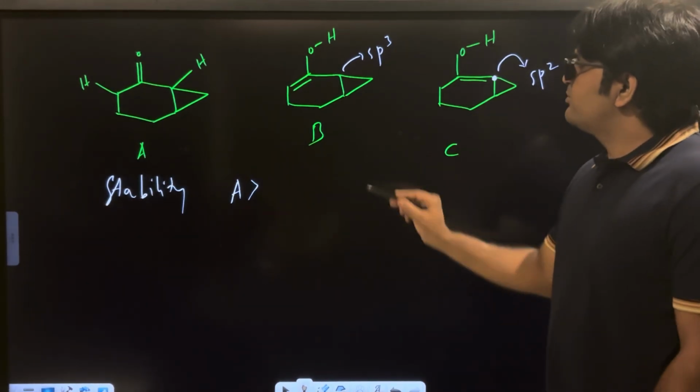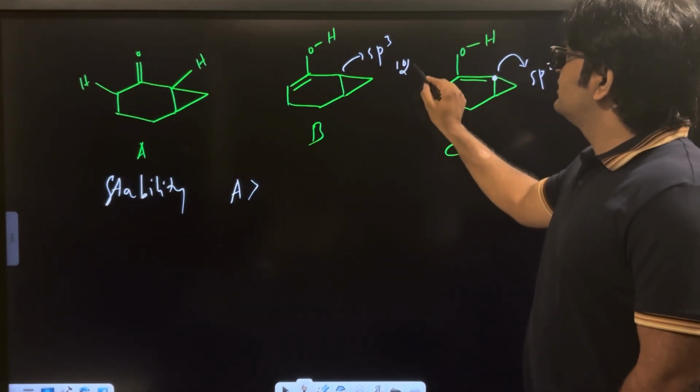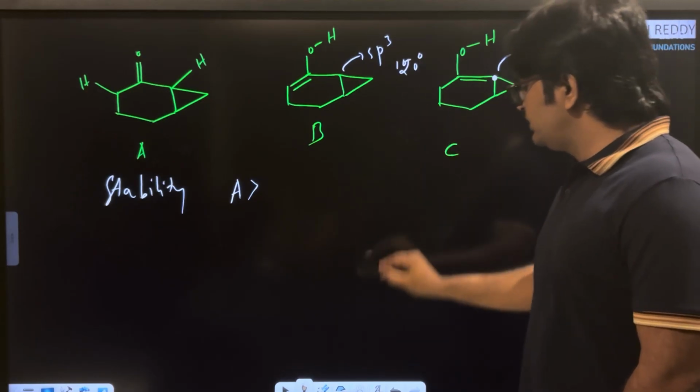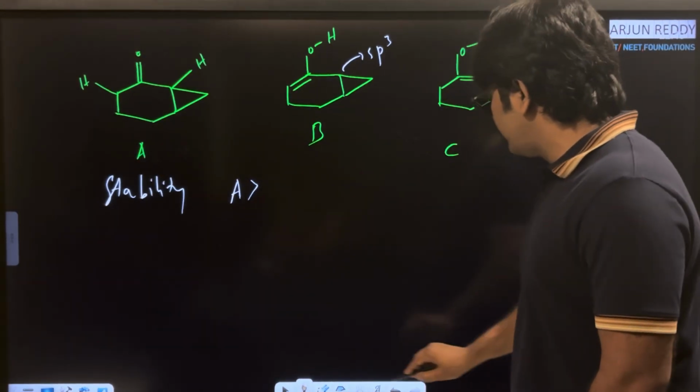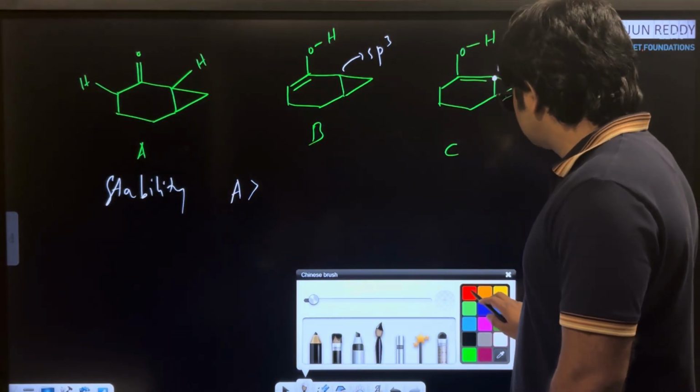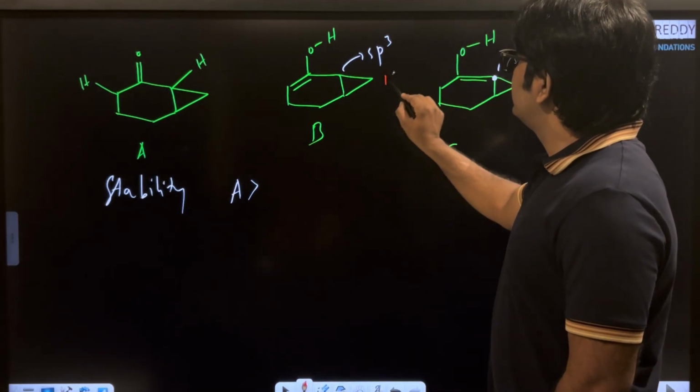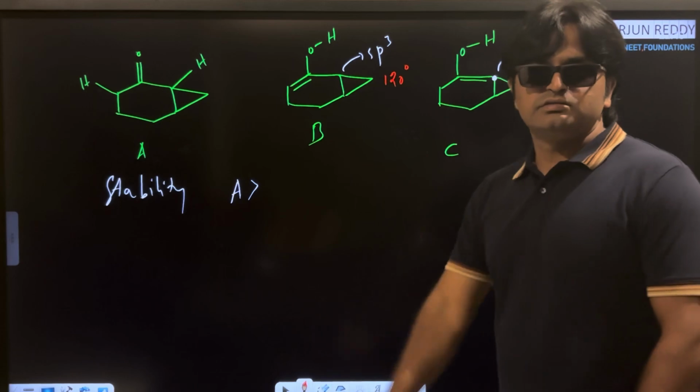For sp3 hybridization, what is the required bond angle? We know that for sp3 hybridization, what is the required bond angle? 120 degrees. Required bond angle 120 degrees.